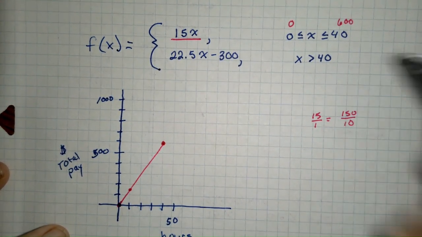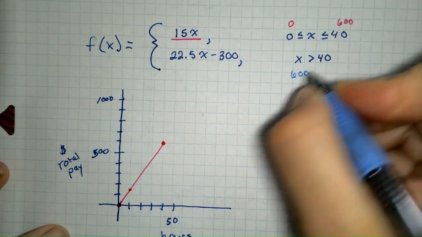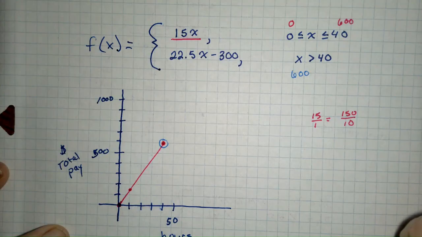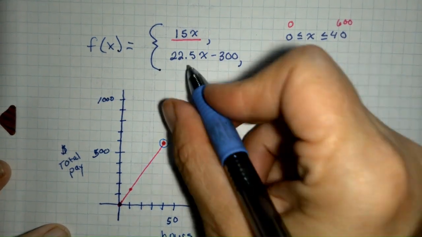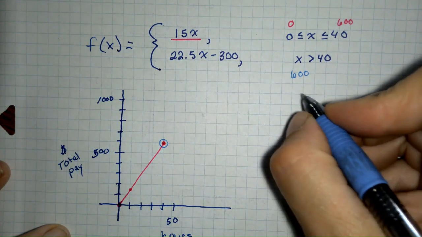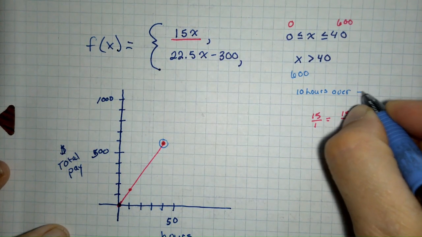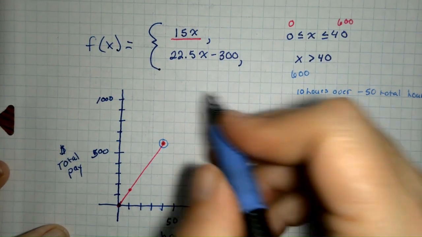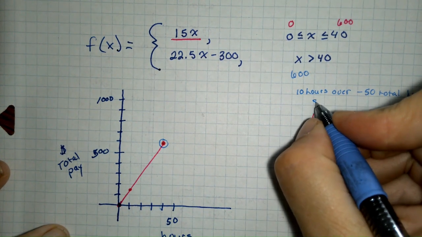Once we hit this, we're going to switch over. Now, if I put 40 into this equation, I still get 600. And so that's not underlined, so that would be an open circle. They just happen to meet at the same place. Not all piecewise functions will meet in the same place. And since it doesn't end, I'm going to do another point so that I don't have to worry about the slope of 22.5. If I work 10 hours of overtime, which is 50 total hours, I will get that additional $225. So that's going to take me to $825.